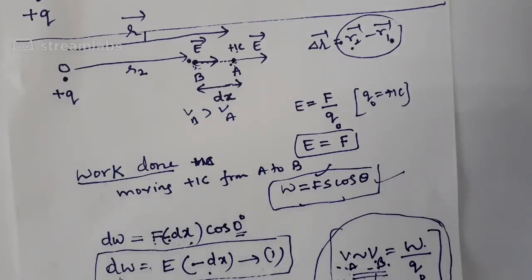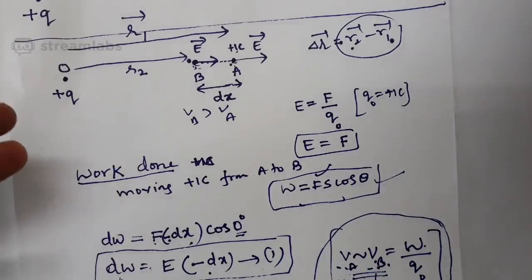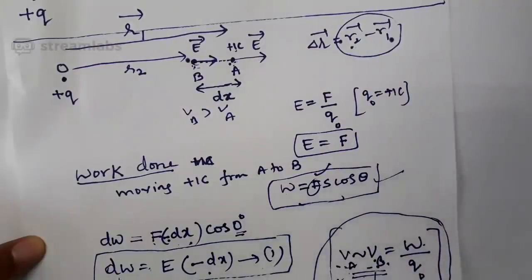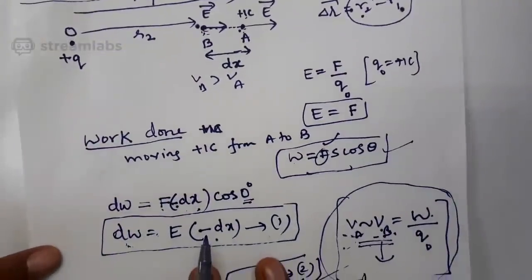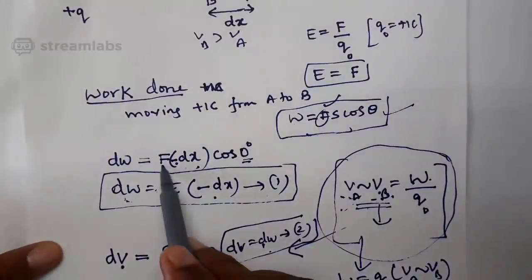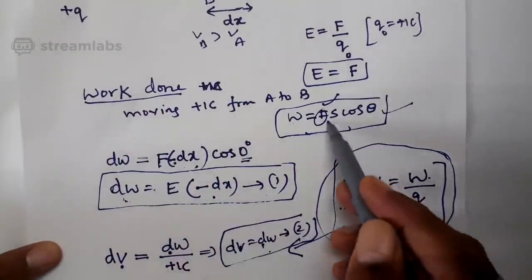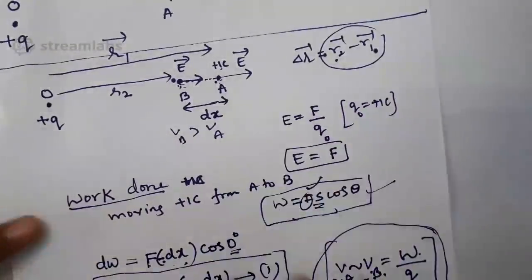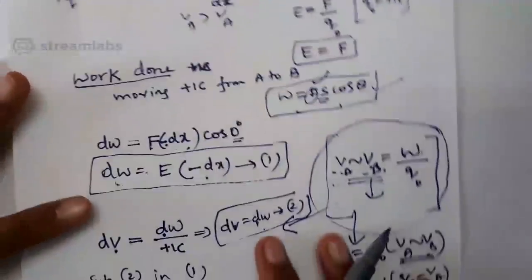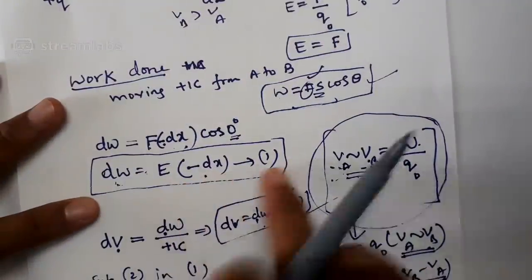So I have to apply a force equal in magnitude to the electrostatic force but in the opposite direction. So the force applied by me is constant, correct? And that is equal to the electric field in magnitude. Then the force is E and the displacement is, I said, minus dx. Why it is taken as minus dx, I told you why. Then cos 0, since force and displacement are in the same direction. Then dW is equal to minus E dx, equation 1.